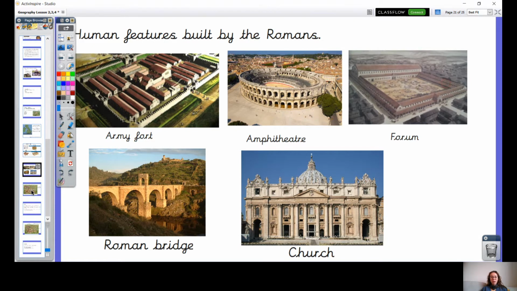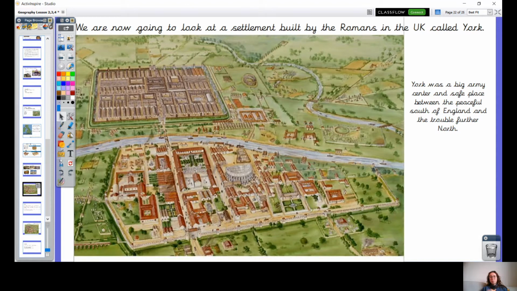So now is the time to get your map in front of you. We're going to be looking at the settlement built by Romans in the UK, and this particular settlement is the city of York. So York is still a city now in the UK, but this is a representation of what it might have looked like in Roman times.